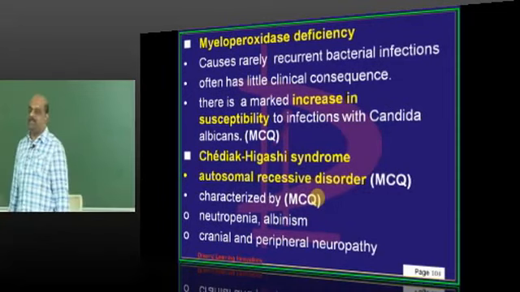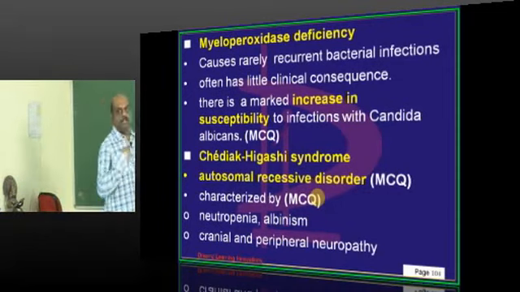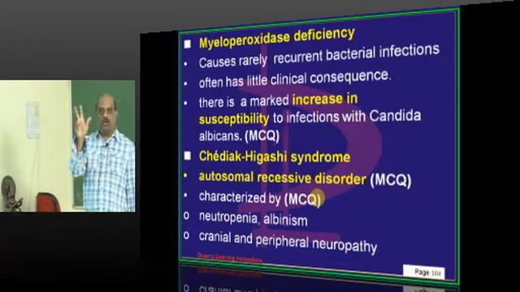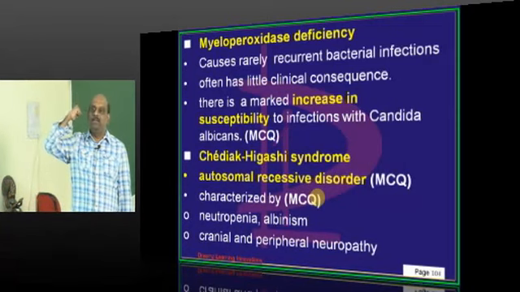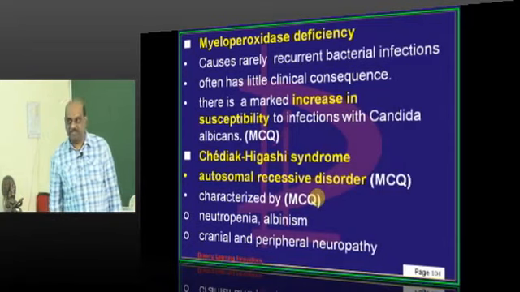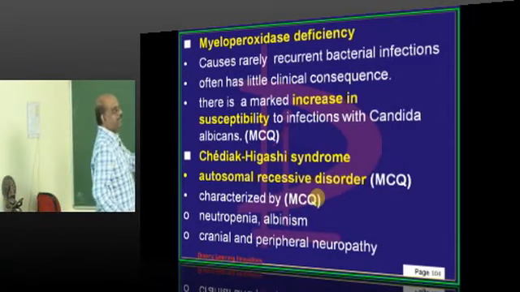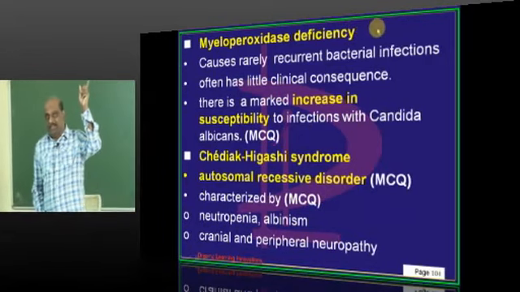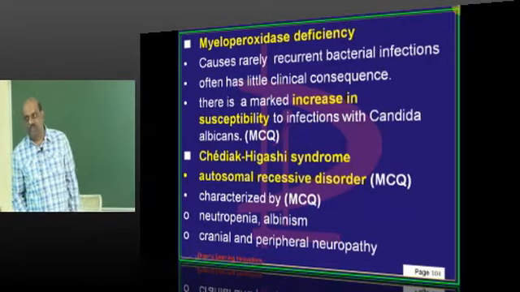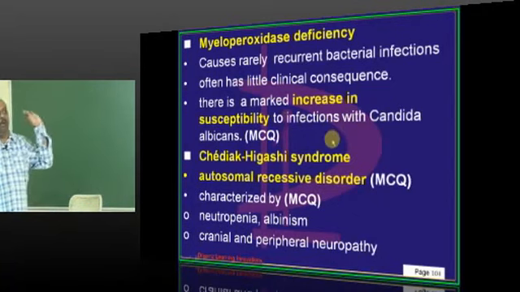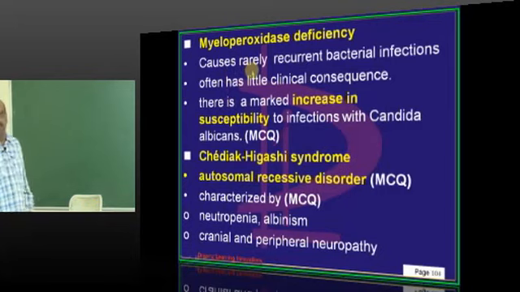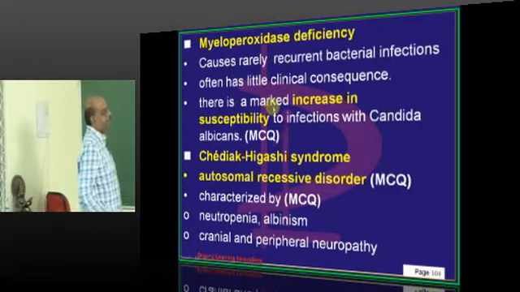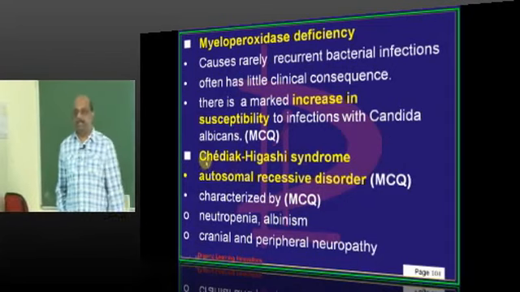Then comes the myeloperoxidase deficiency. In these people, what will happen? The organism is taken up, superoxide and H2O2 are formed, but that H2O2 cannot combine with the halide system to produce HOCl in people with myeloperoxidase deficiency. But they will not have infections as bad as chronic granulomatous disease, is what you need to remember. And one important point, a favorite MCQ, is susceptibility to Candida infection. It is very, very high in people who have myeloperoxidase deficiency. Now, doctor, Chediak-Higashi.